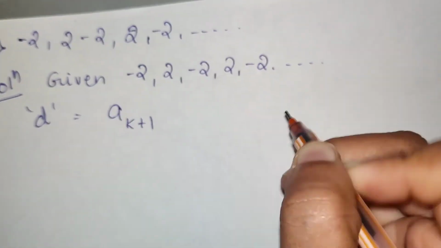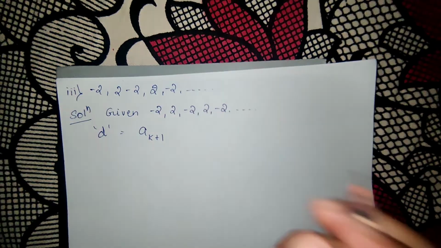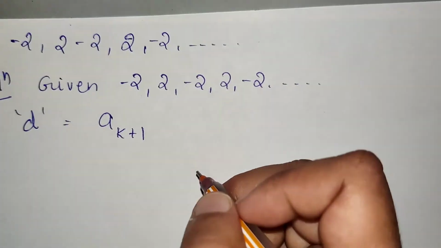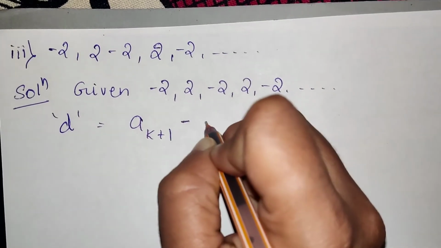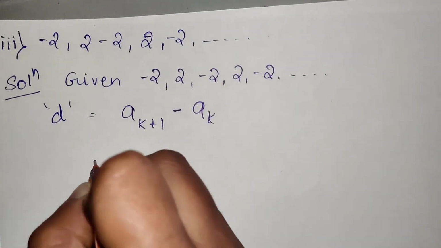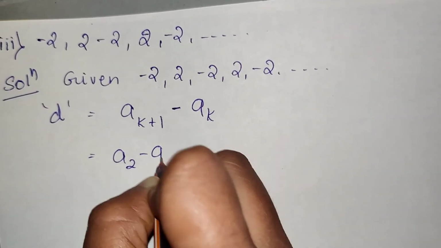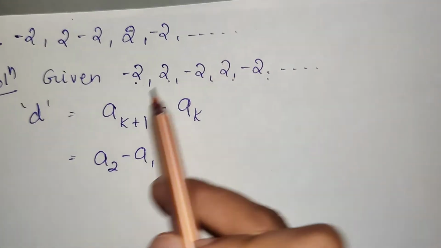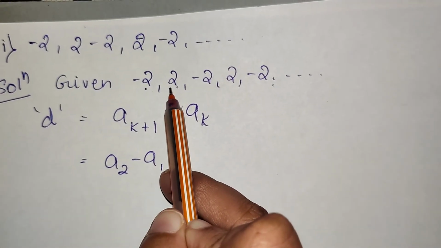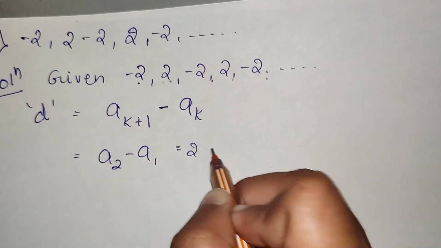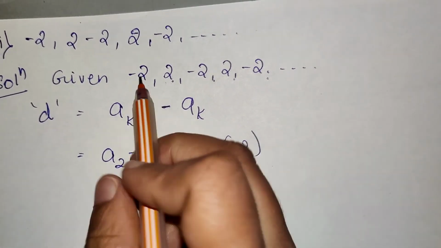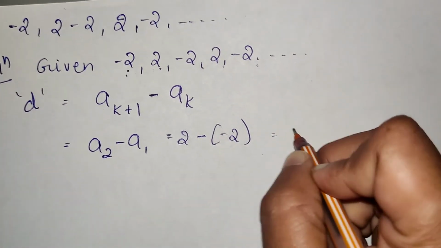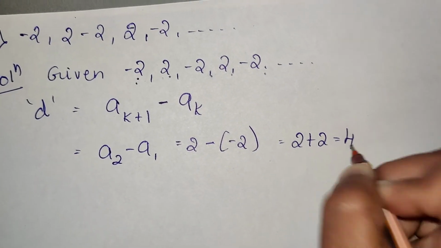A K plus 1 minus A K. So let us take A2 minus A1. So this is A1, A2, A3, A4, A5. What is our A2? A2 is our second term, that is 2 minus of minus 2. A1 is our first term. So 2 plus 2, it is 4.